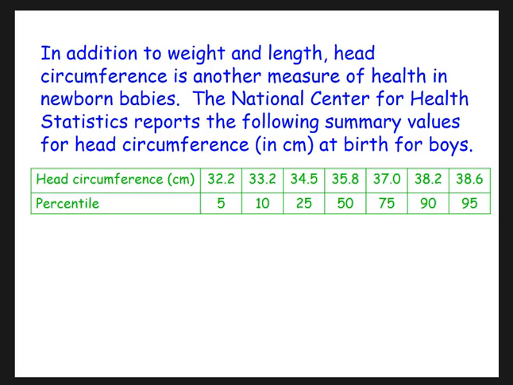So let's say we have this list of head circumferences here in order from smallest to largest. There's 7 items here. This is the 5th percentile because there's nothing smaller than it, but there's one equal to it. So we'd say 5% of the data is smaller than that value.